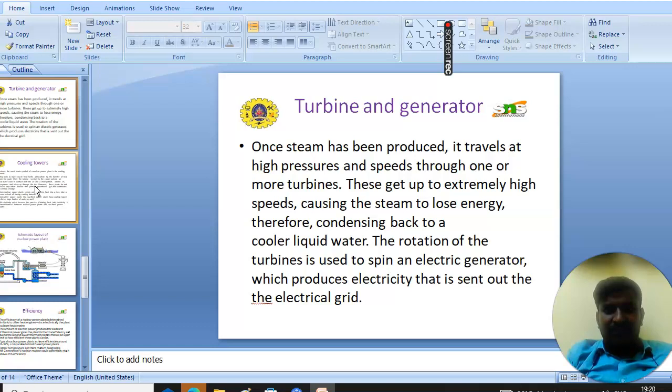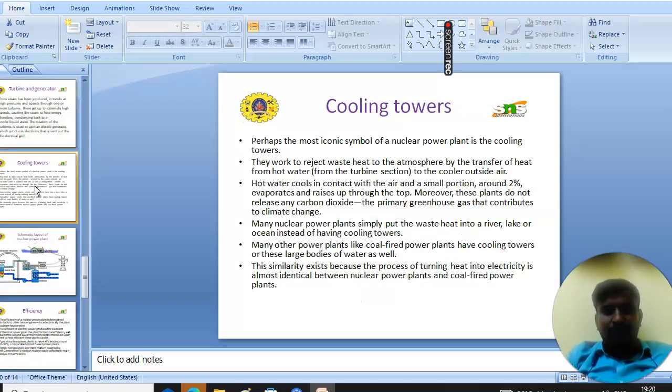Turbine and generator. Once steam is produced, it travels at high pressure and speed through one or more turbines. These get up to extremely high speeds, causing the steam to lose energy, and therefore condense back to cooler liquid water. The rotation of the turbines is used to spin an electric generator, which produces electricity that is sent out to the electrical grid.